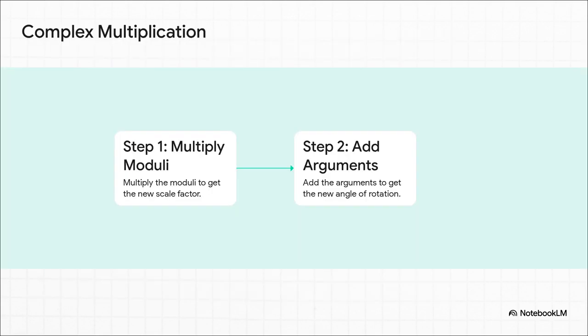And this all boils down to this incredibly elegant rule. When you multiply two complex numbers, you just multiply their sizes, their moduli, to get the new size. And you just add their angles, their arguments, to get the new angle. That's it. That's the whole secret to combining scaling and rotation into one beautiful, simple step.